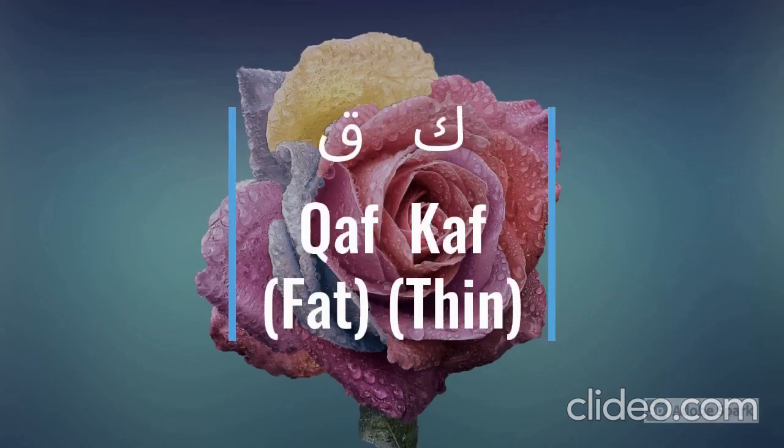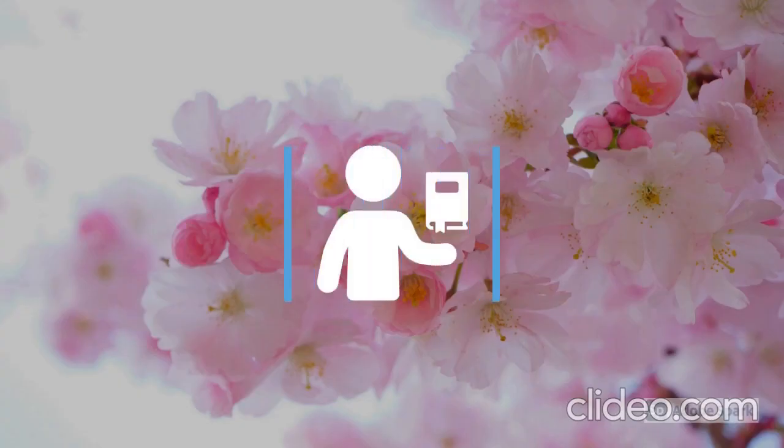So now I want you to try it, since you've learned a little bit about how you pronounce each. You're going to pronounce qaf, the one on the left, with a heavier, fatter sound, qaf. And the one on the right, kaf, you're going to say a little lighter and not as deep as qaf. Let's try it. Qaf and kaf.